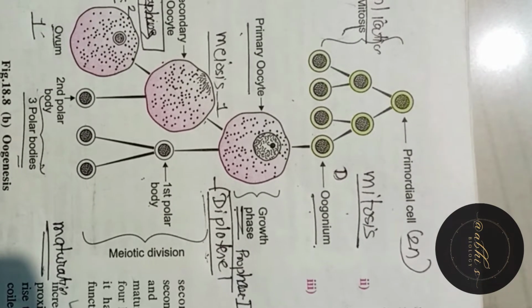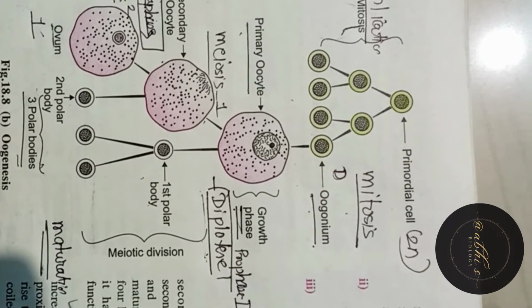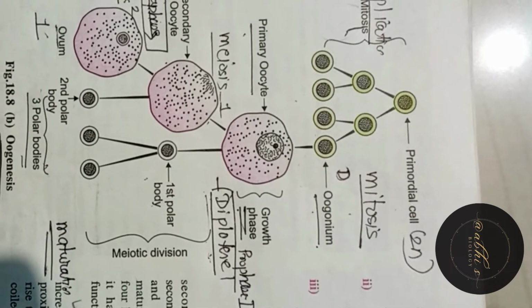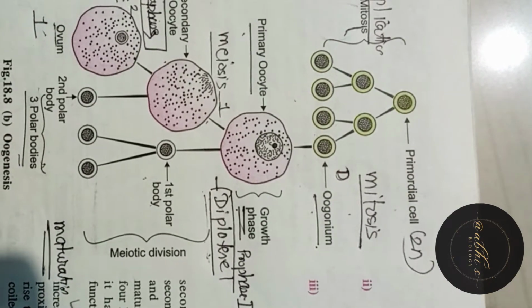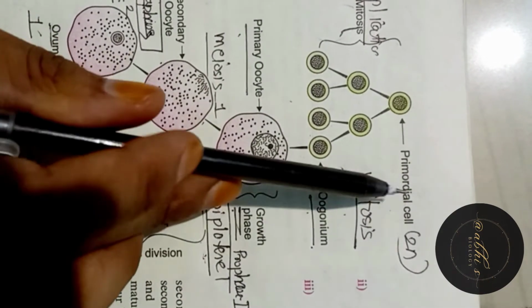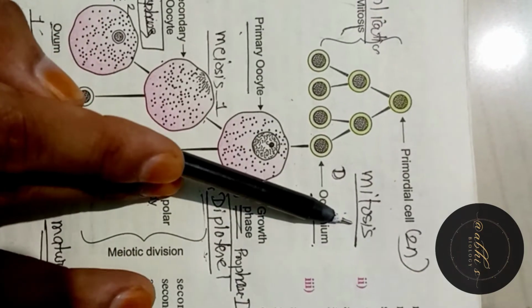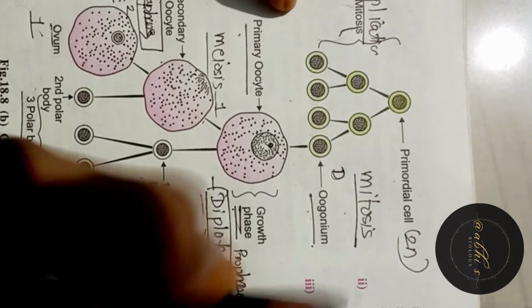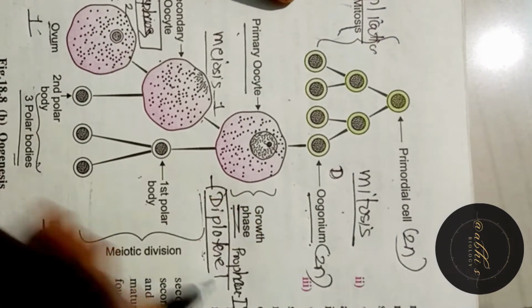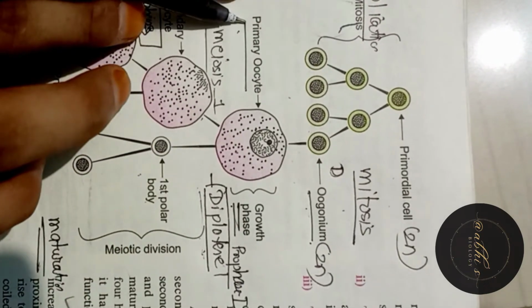So we will quickly summarize what oogenesis is. Oogenesis is the process of formation of the female gamete, that is the ova, and it occurs in the ovary. It starts from the primordial cells, which undergo mitosis as the multiplication phase, and form the oogonium. The oogonium is also diploid in nature. Now it undergoes the growth phase, where it enlarges in size and forms a primary oocyte.